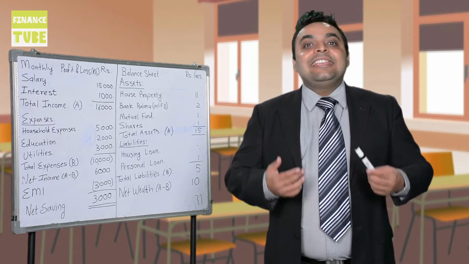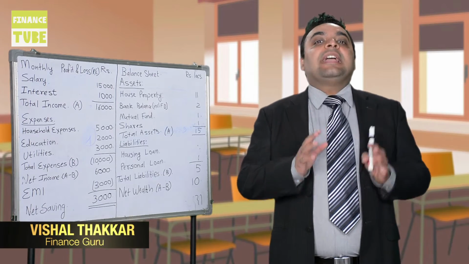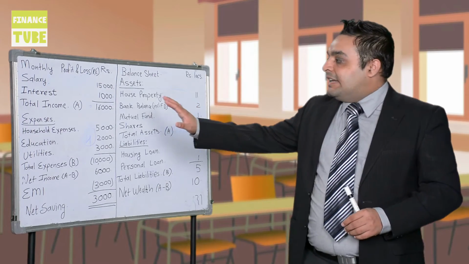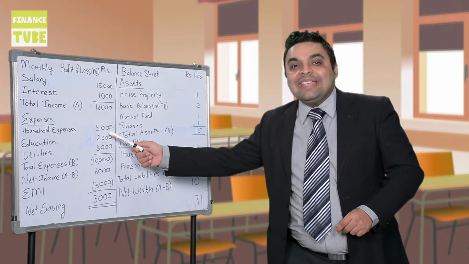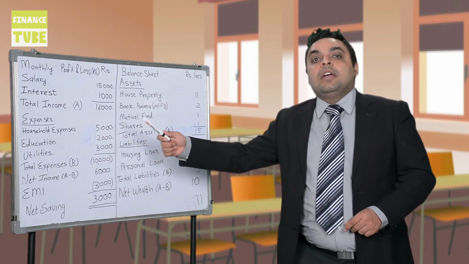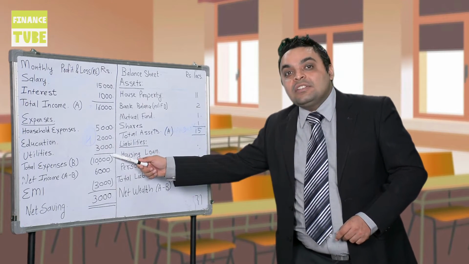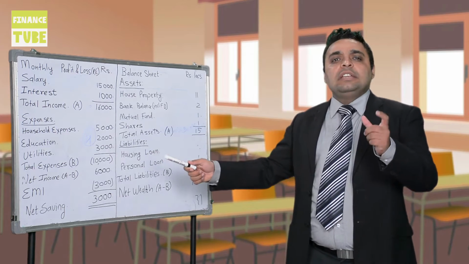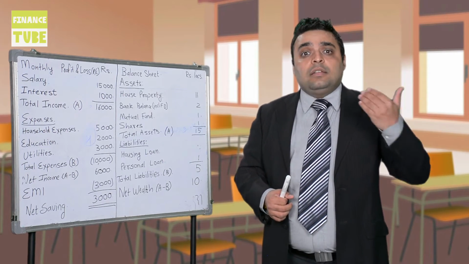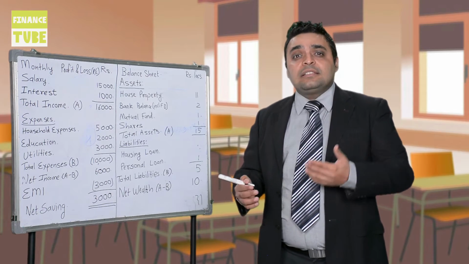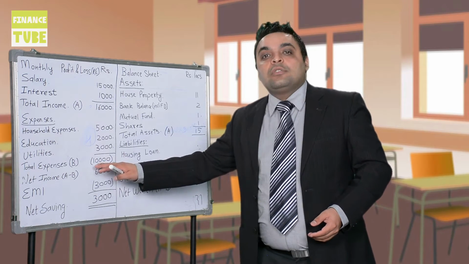Having analyzed the income side, let us look at the expense side of a P&L statement. What all is there in expense side? If we look here, this person has household expenses of 5,000. He is spending 2,000 on education, 3,000 on utilities. Utilities would include your telephone bill, your electricity bill, water, maintenance, insurance, upkeep, etc. So totaling to 10,000 rupees.